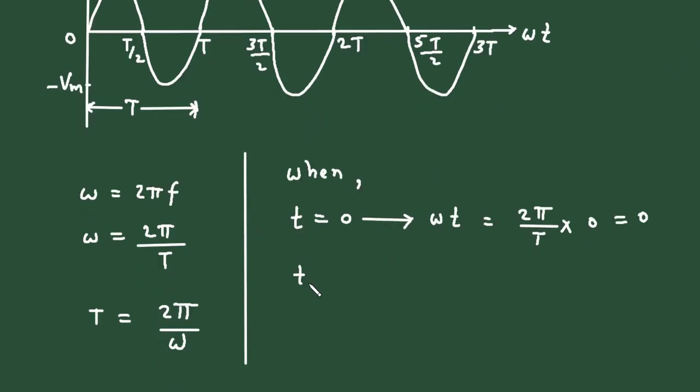When t is equal to T by 2, then omega t will be, the value of omega is again the same, 2 pi by T multiplied by the value of t, which is T by 2. So this T and this T will get cancelled, this 2 and this 2 will get cancelled, so omega t is equal to pi. So here we have to replace this t by pi.